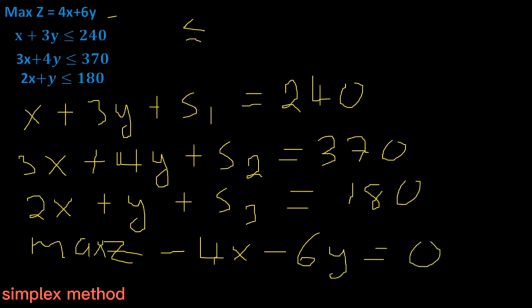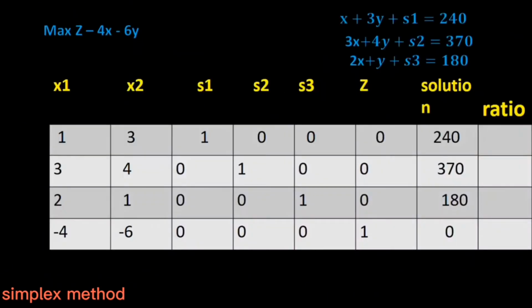Let us represent this on a table, that is, a matrix. Having this equation on a table, we are just going to take 1, 3, 1, 0, 0, 0, 240. That is equivalent to this one. There is s1, that is 1. S2, there is no s2, we put 0, 0. The next one, we just put 3 for x, 4 for y.